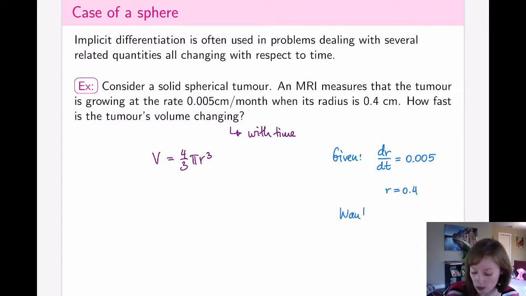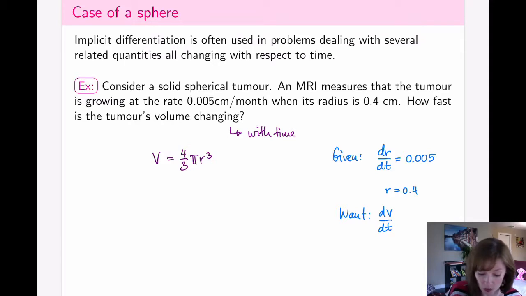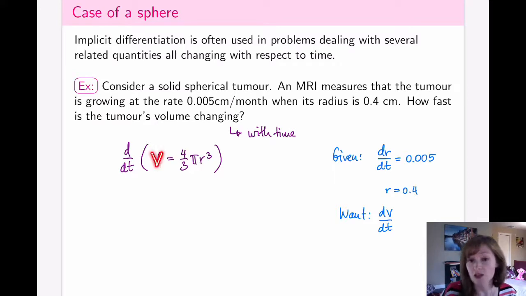What I want is how fast the tumor's volume is changing. So what I'm after is the derivative of volume with respect to time. Great. Now I have this expression here. All of the things that I am given and asked for are derivatives with respect to time. So I'm going to take a derivative of this relationship with respect to time, keeping in mind the implicit differentiation fact, and that is that this volume is itself changing with respect to time, and this radius is itself also a function of time.